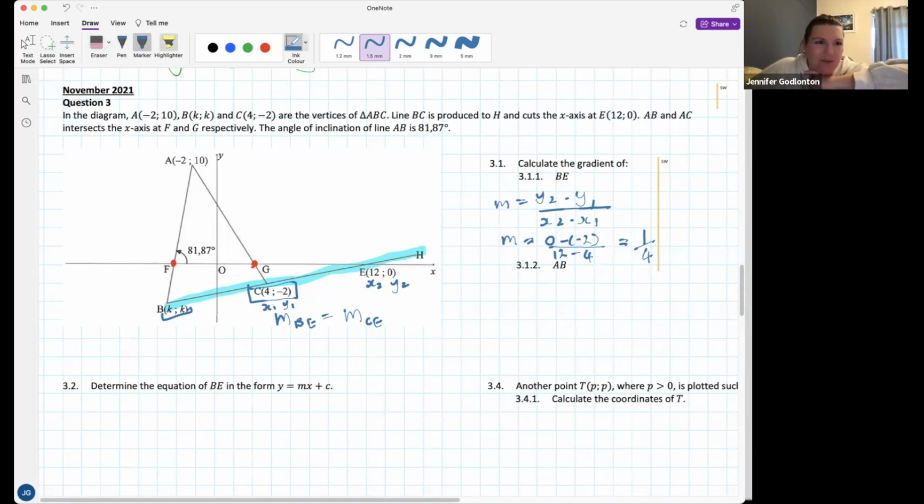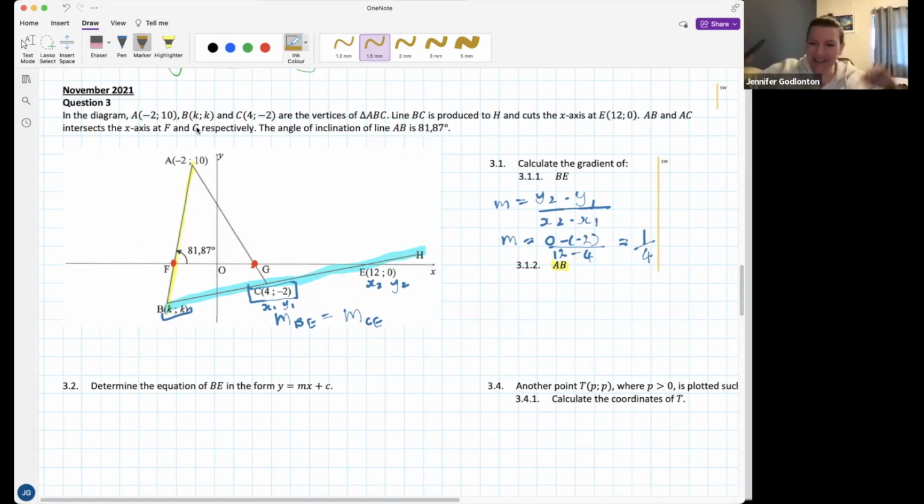Next thing they're wanting from us is the gradient of AB. So now that's this line over here. And again, we don't know what B is, so we're going to have to think of a different way of working this out. Someone did have a really good suggestion earlier on how we could work this out, which wouldn't have helped us for BE, but it will definitely help us for AB.